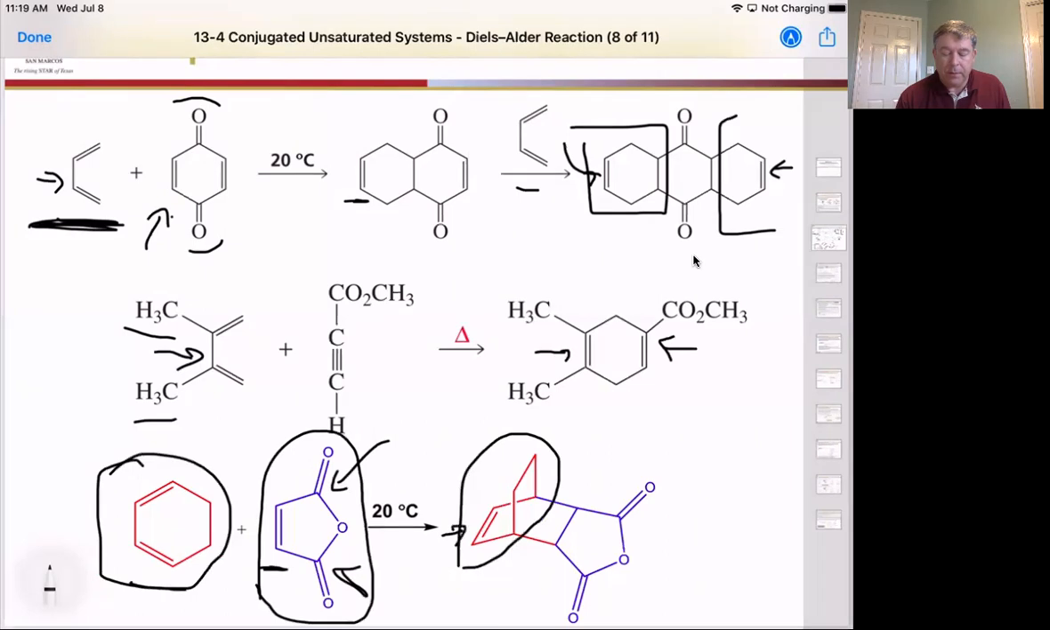Notice we have the double bond where we've made those two new bonds. We have the other ring that forms here across the other system. And so these electrons are the ones that came from the diene. These electrons are the ones that came from the dienophile to generate those two new sigma bonds. But all the other rings stay intact.